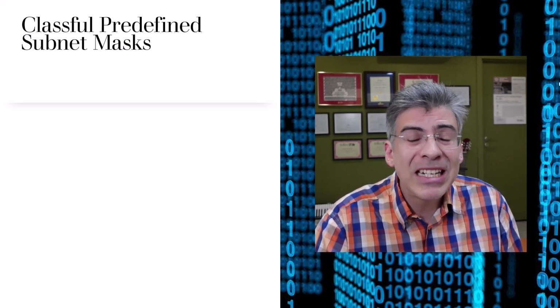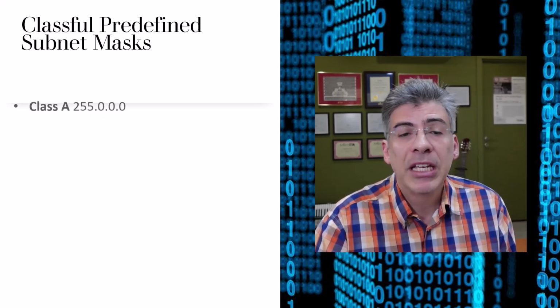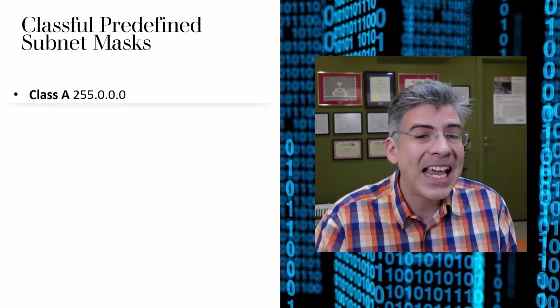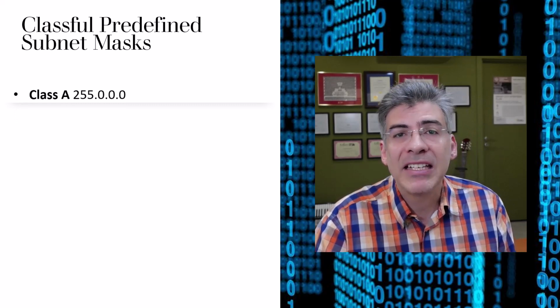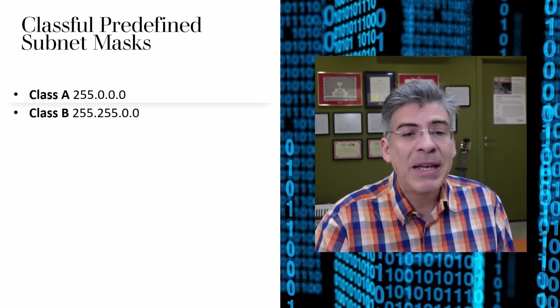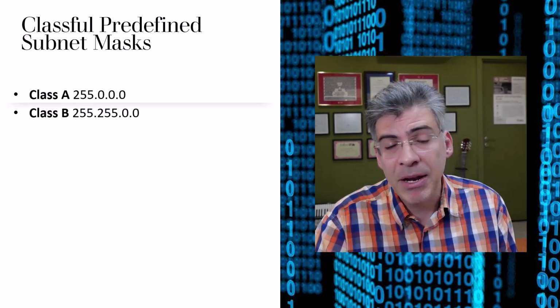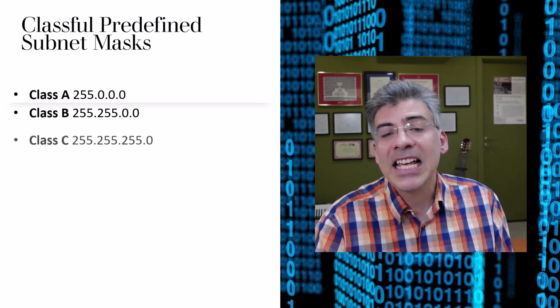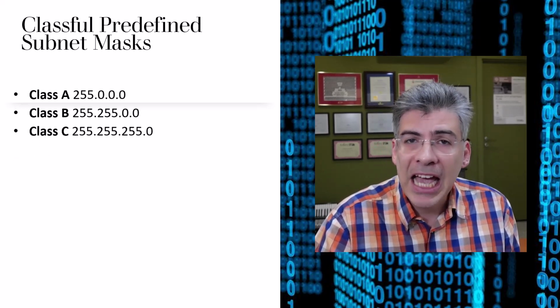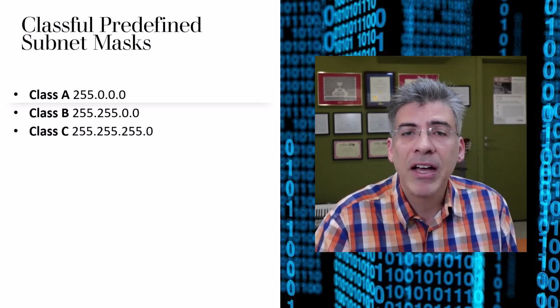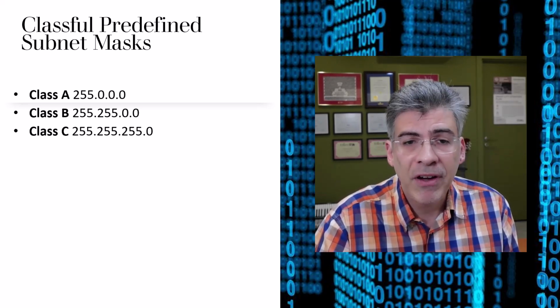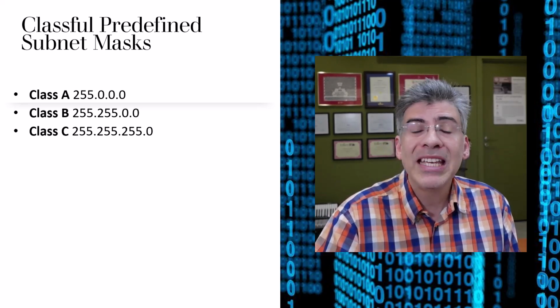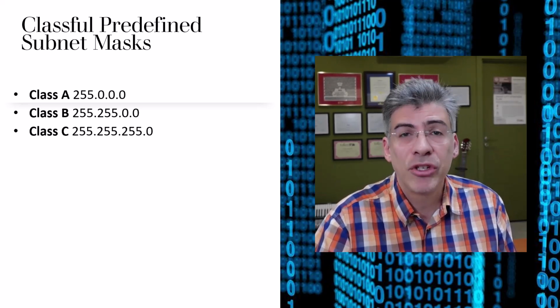So what are those predefined subnet masks? Well, here they are. Any Class A address will automatically have a subnet mask of 255.0.0.0. Any Class B address would automatically have a subnet mask of 255.255.0.0. And any Class C address would automatically have a subnet mask of 255.255.255.0. Now, why were these specific subnet masks chosen?